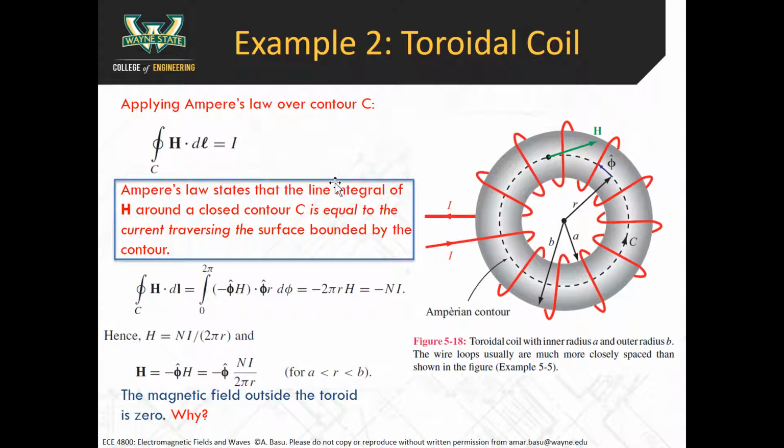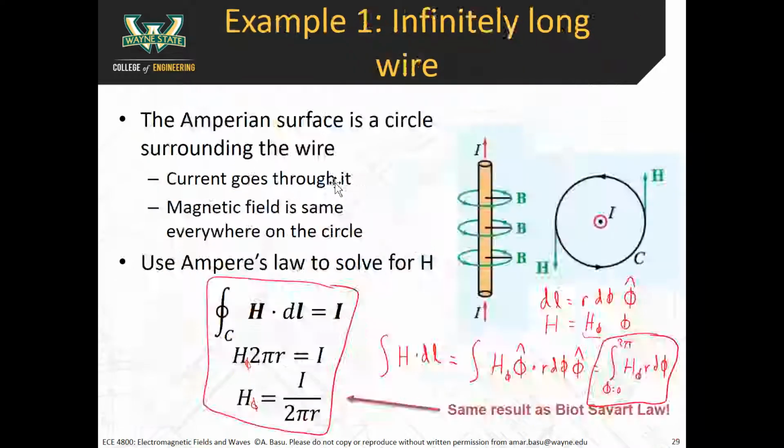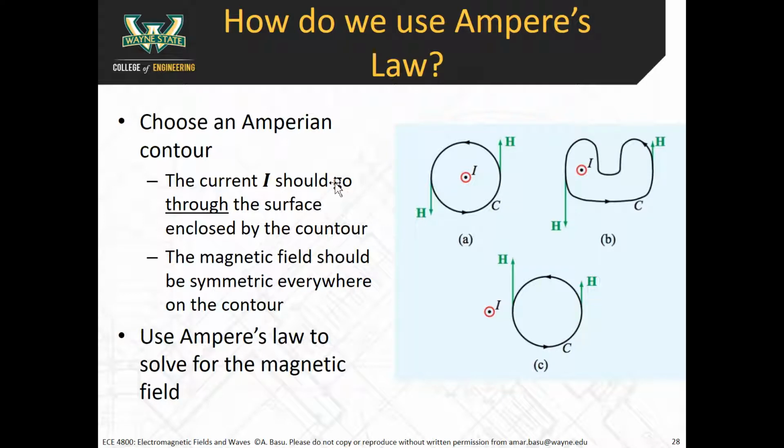So really quickly, because I think this may be all we'll have time for. We have to leave a little bit of time at the end of class today for the evaluations. I want to show you how Ampere's law can be applied here. Okay. Remember, in Ampere's law, the key thing, the strategy in Ampere's law, is to choose an Amperian contour. All right. How do we choose a contour? First criteria, the current I should go through the surface enclosed by the contour.